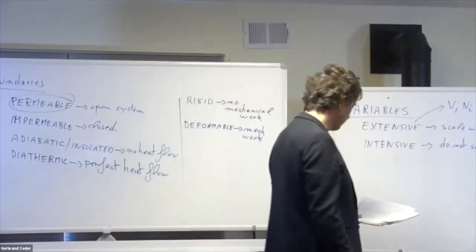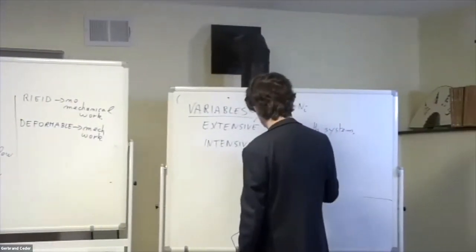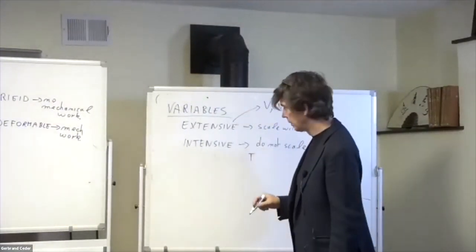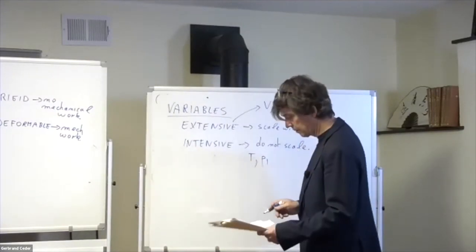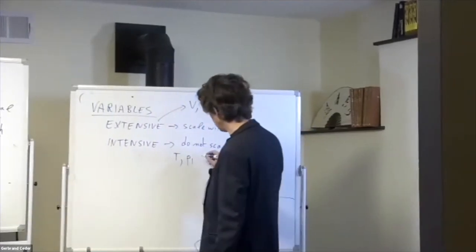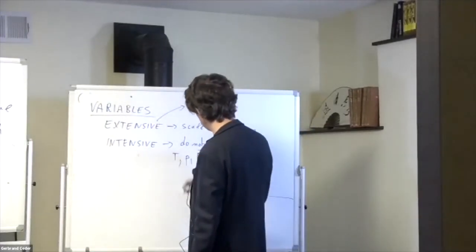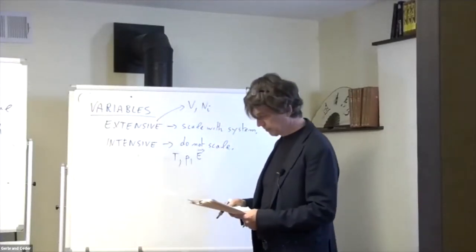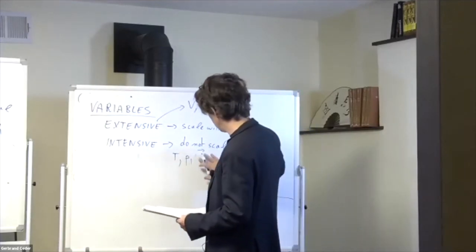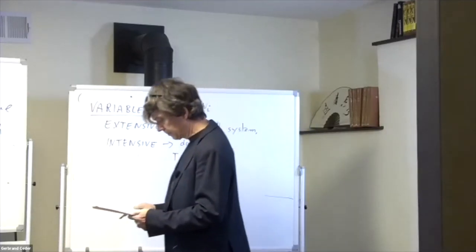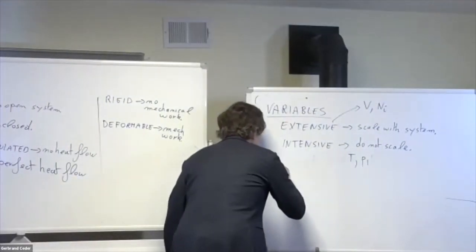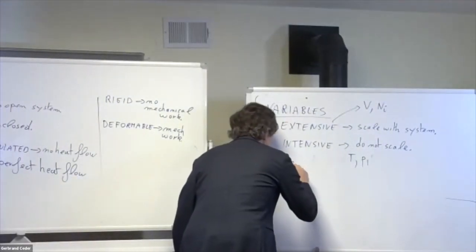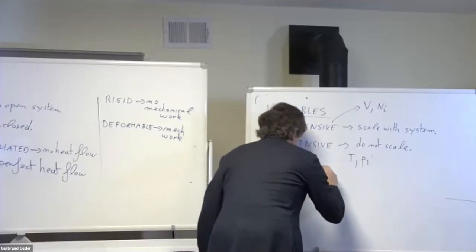Things that do not scale are things like the temperature of a system. It's an average quantity, as we'll see later. The pressure, etc. Electric field is an intensive variable. Sorry, no. And then there are normalized extensive variables.